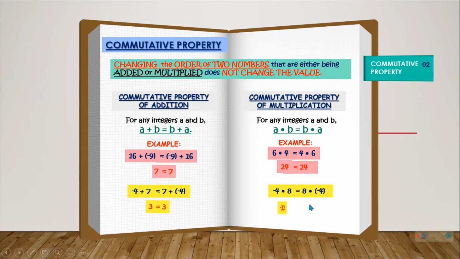Then, negative 4 times 8 is equal to negative 32. Also, 8 times negative 4 is also negative 32. So, they are still equal. It does not change the value even if they are changing in order.